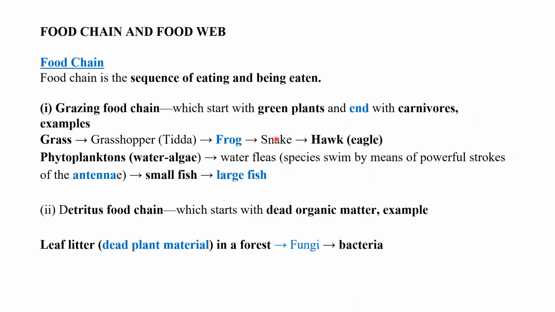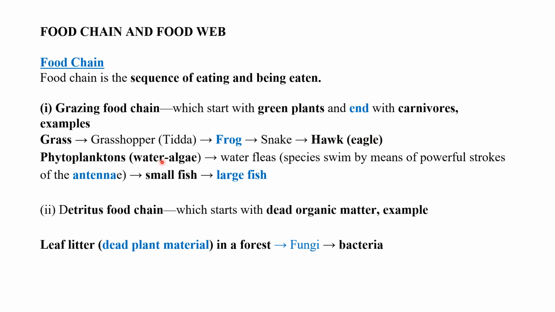Next, we can see what we mean by food chain and food web. A food chain is the sequence of eating and being eaten. For example, the grazing food chain starts with green plants and ends with carnivores. Examples: grass is eaten by grasshopper, also called tidda in Hindi. Then it is eaten by frog. Frog is eaten by snake. Snake is eaten by hawk. So that is how a food chain is formed.